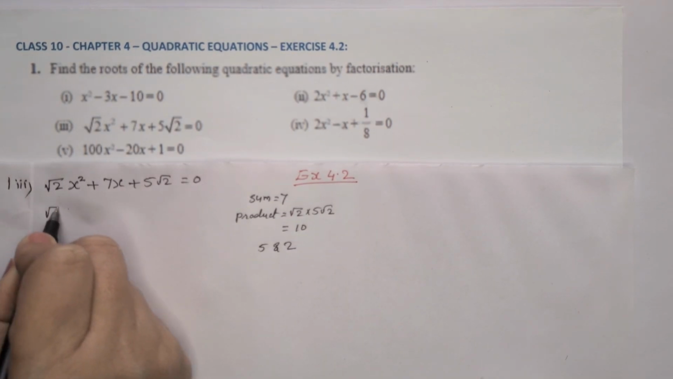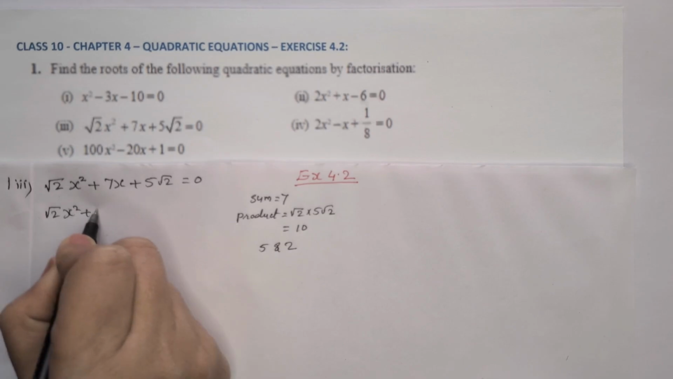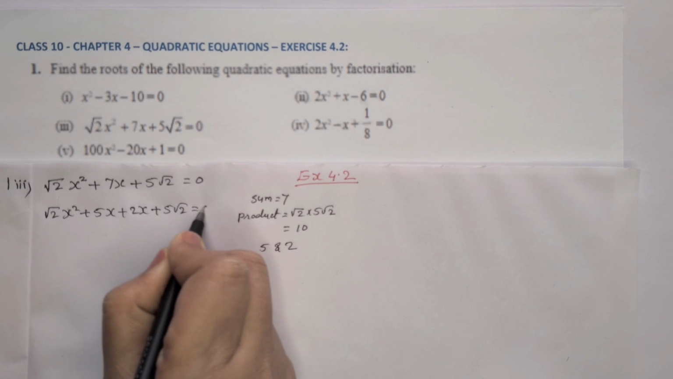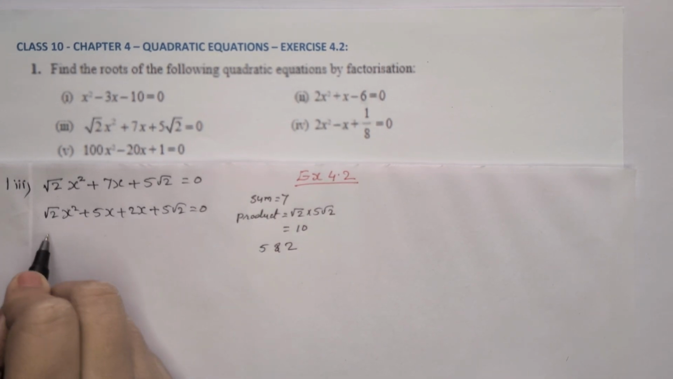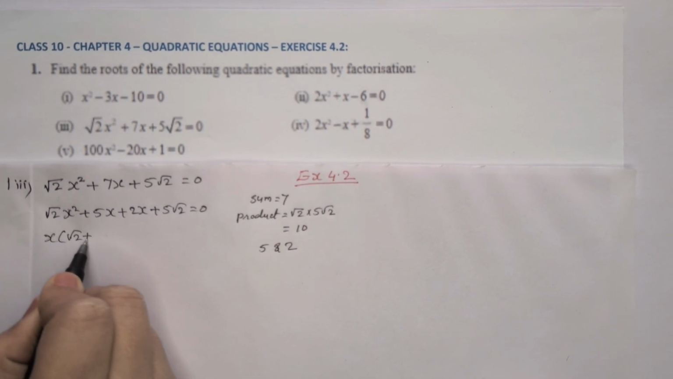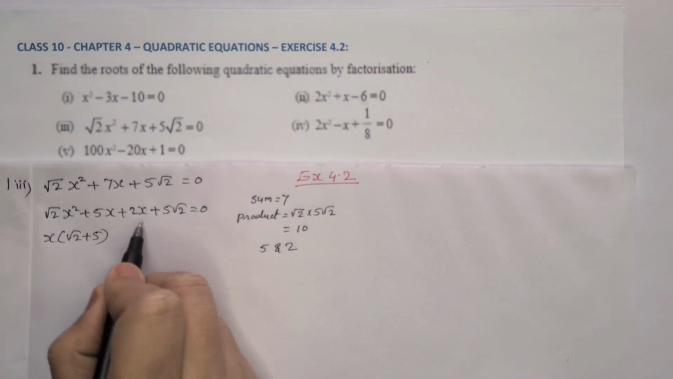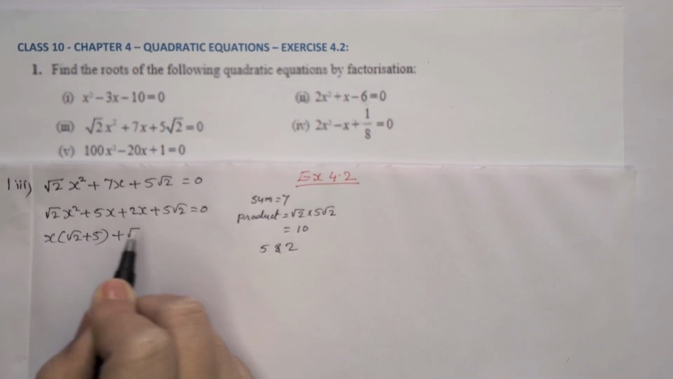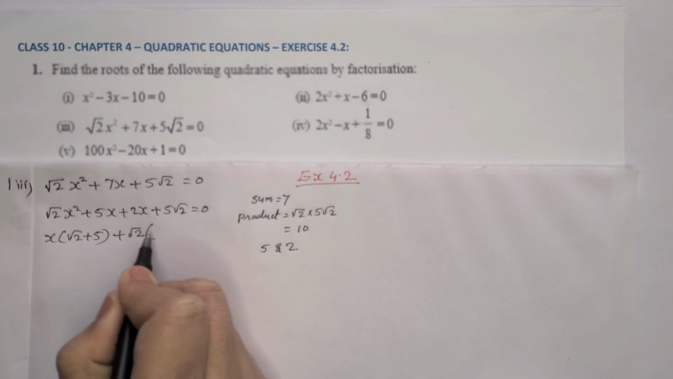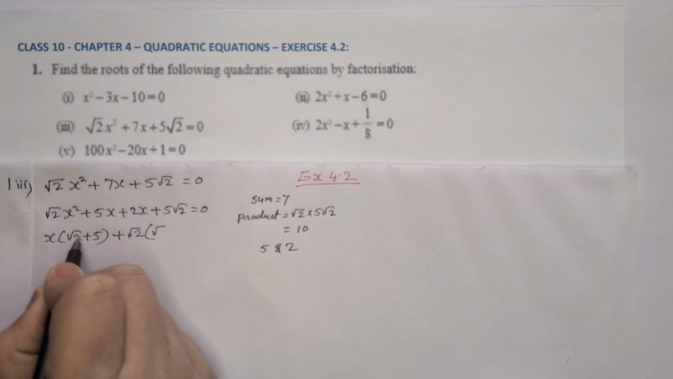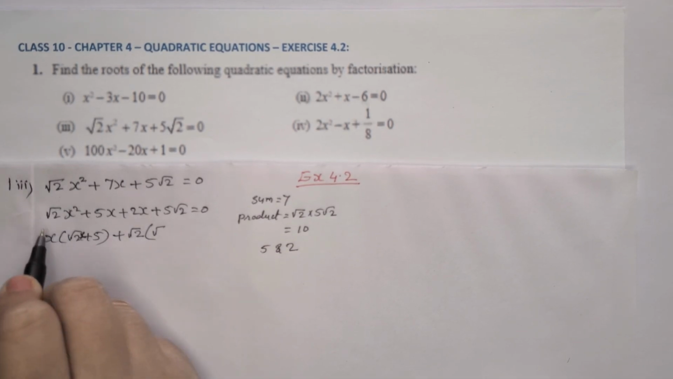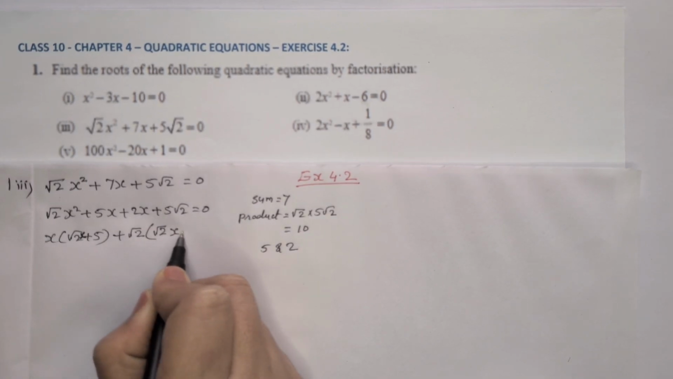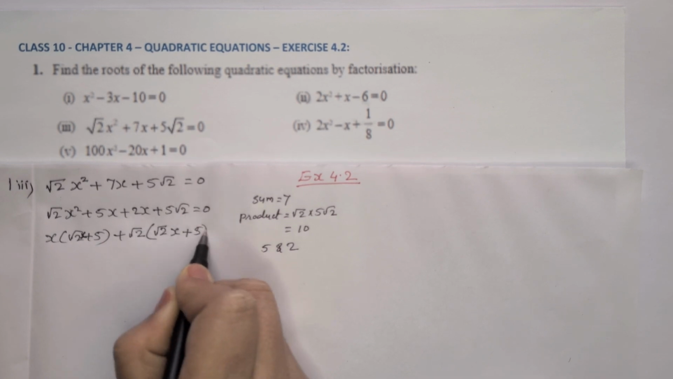That means we can rewrite that as root 2x square plus 5x plus 2x plus 5 root 2 is equal to 0. From here we can take x as common, root 2x plus 5 in bracket. From here root 2 we have to take as common. 2 we can write as root 2 into root 2. So if we are taking root 2 as common, then root 2x will remain. And here also 1x is there, x square and only 1x we are taking out. So here root 2x plus 5 equal to 0.